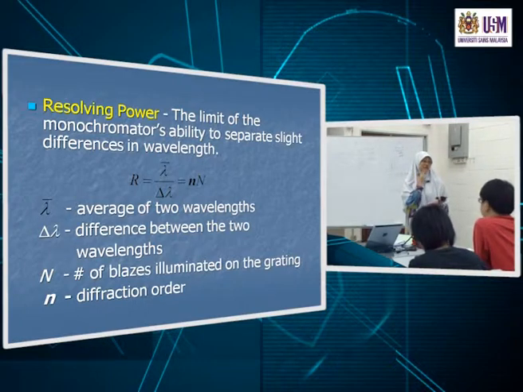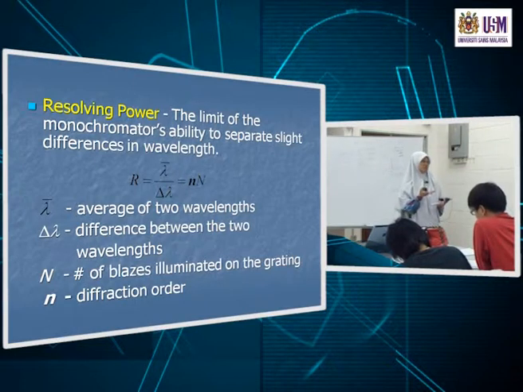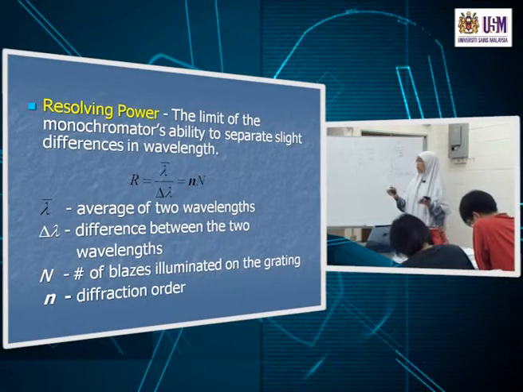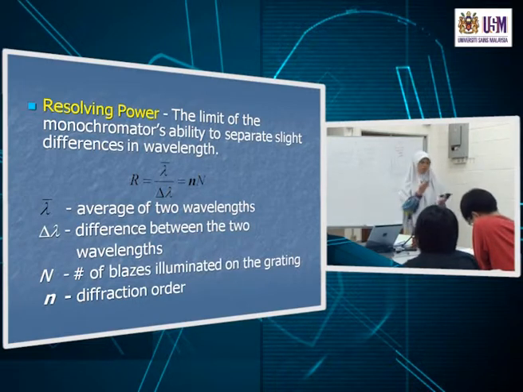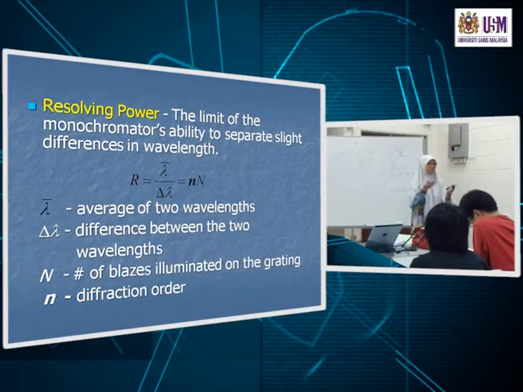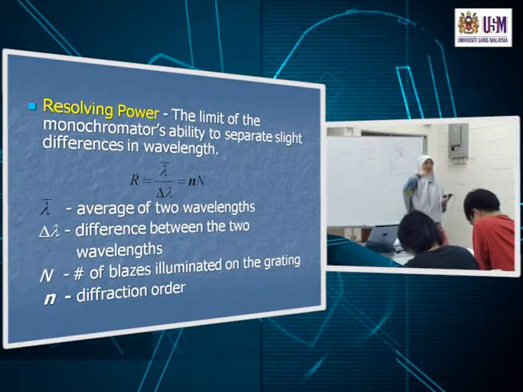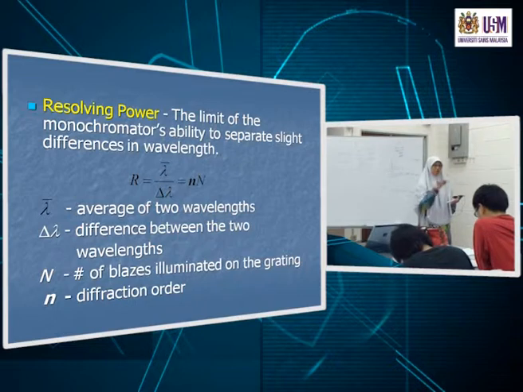I'm looking at two wavelengths, A and B. I take the average, divided by the difference, and I get a certain R. So the resolving power of that monochromator must be that number in order to be able to distinguish between A and B. If the value of R for that monochromator is lower, it means it cannot distinguish A and B. Anything higher, yes. So the question can be such that, given two wavelengths, what is the R required to be able to distinguish between those two?